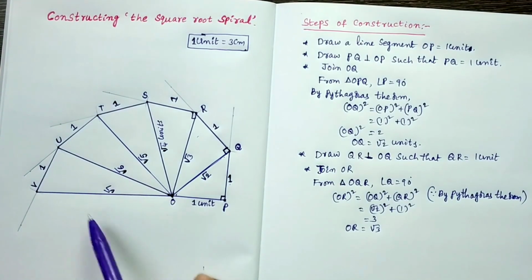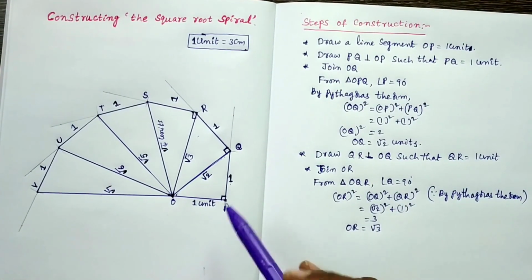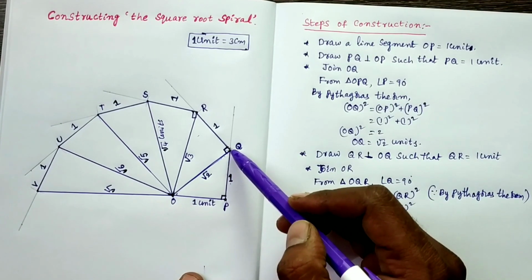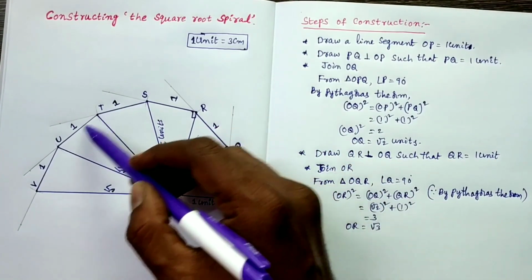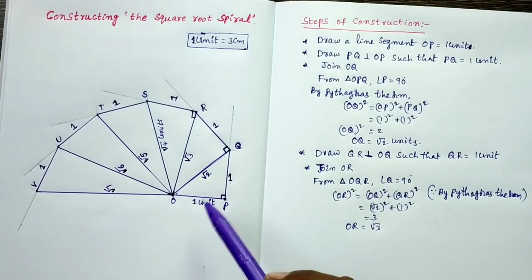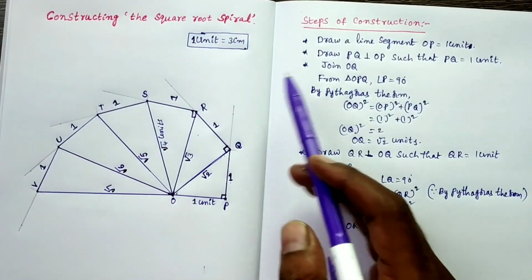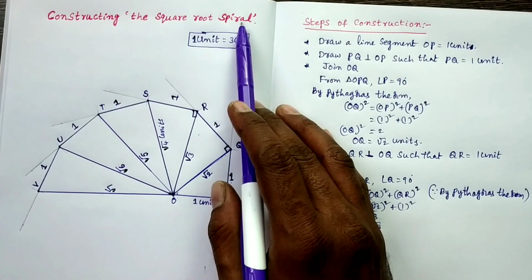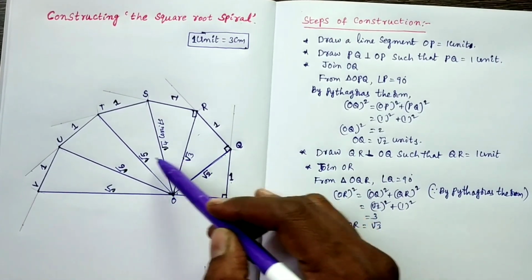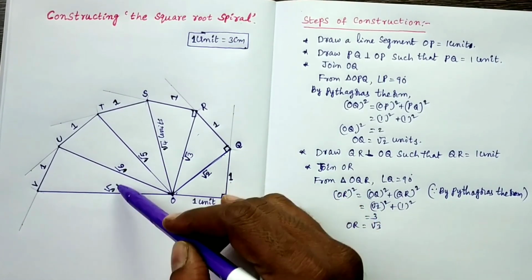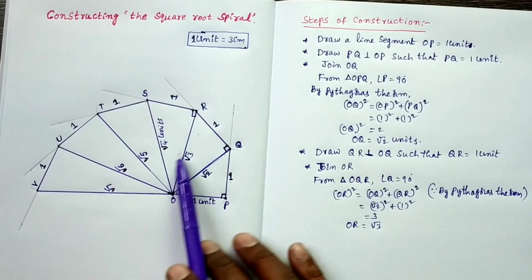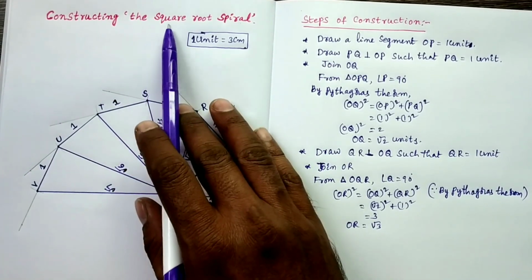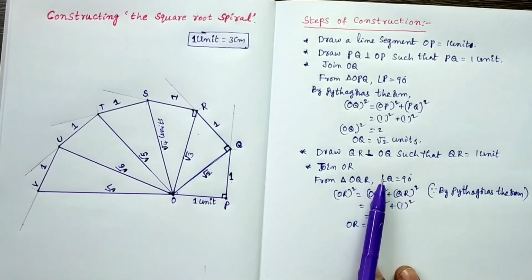Like this you can continue this process. Here PQ, QR, RS, ST, TU, UV, these line segments form a beautiful spiral with these square roots, square root of 2, square root of 3, square root of 5. That's why this diagram is called the square root spiral.